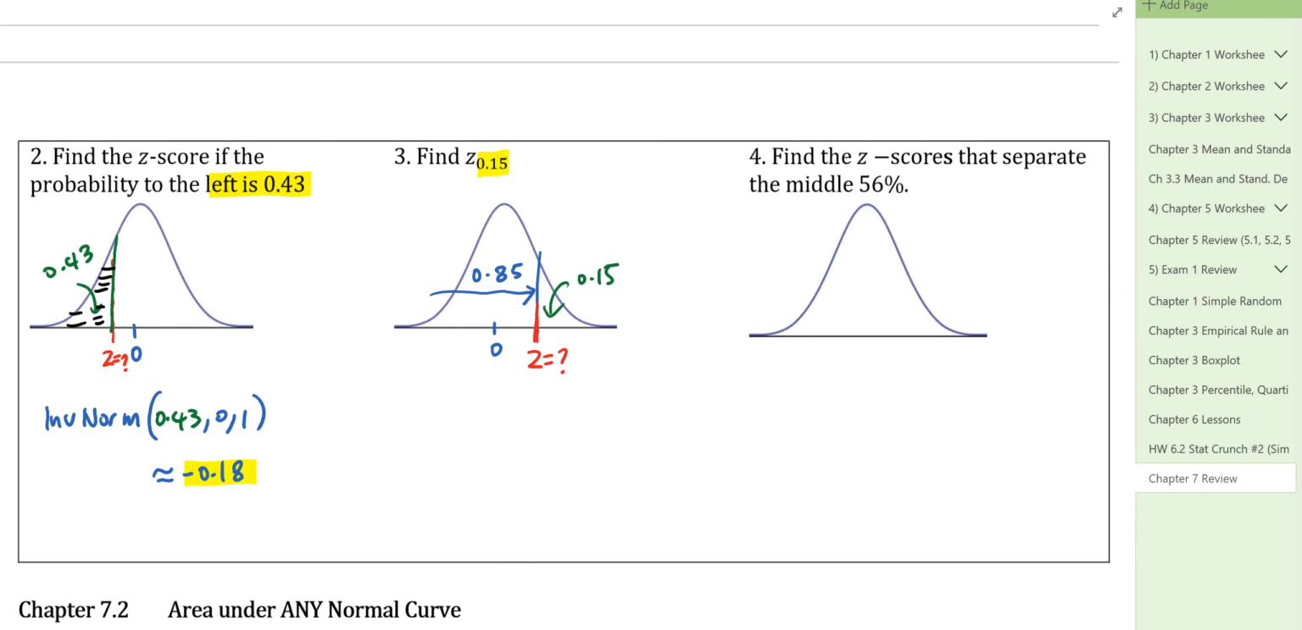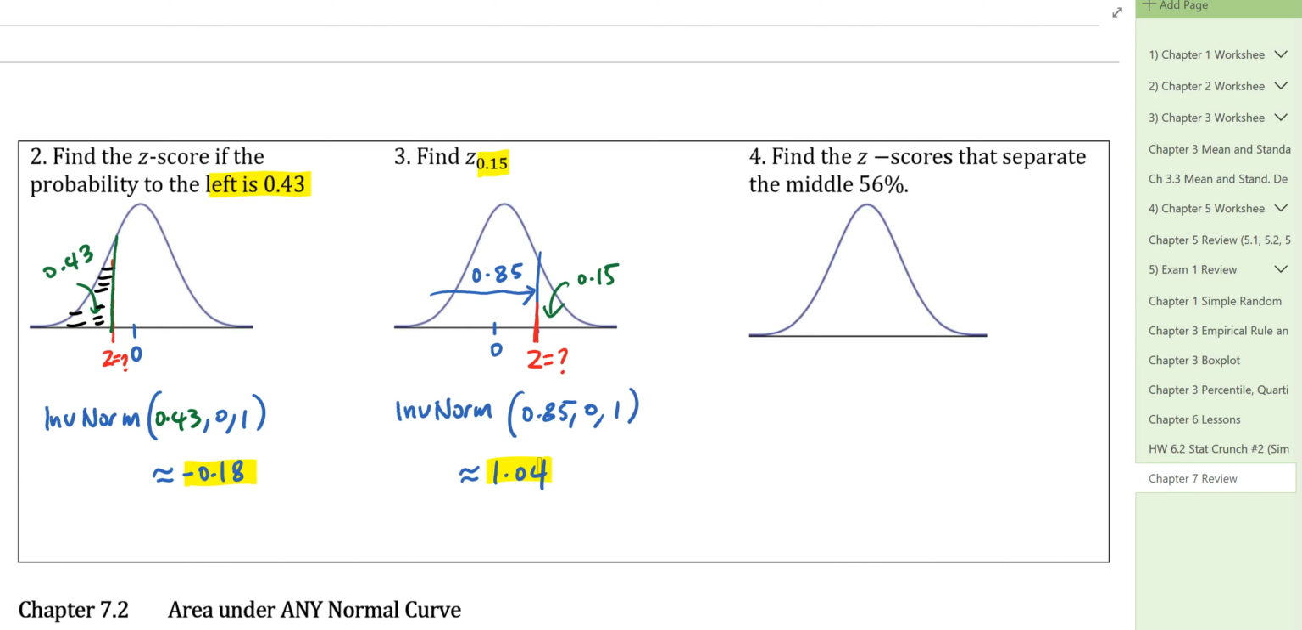Now to find the z-score, we use the inverse norm function. Inverse norm, area on the left of this z that I'm interested in is 0.85, and mean 0, standard deviation 1. Put that in the calculator. It's approximately 1.04. Positive, because it's on the right, 1.04. So that is the z-score that separates the top 15% from the bottom 85%. All right, let's do one more.